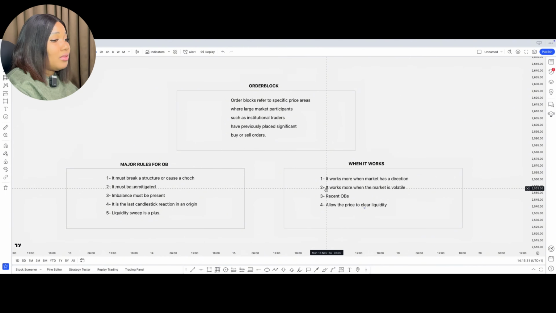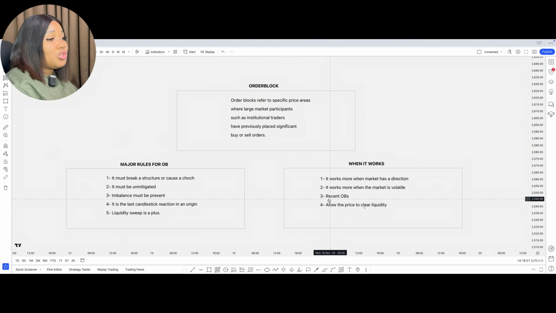We also have number 2, it also works more when the market is volatile. So it's something related to when the market has a direction. Volatility in the market simply means how high the momentum is. So when the market is giving out good movement, and it's not just slow, like during the Asian session, market is always slow. But during London and New York sessions, you will get the movement, the momentum you are looking for. So it works more when the market is volatile.